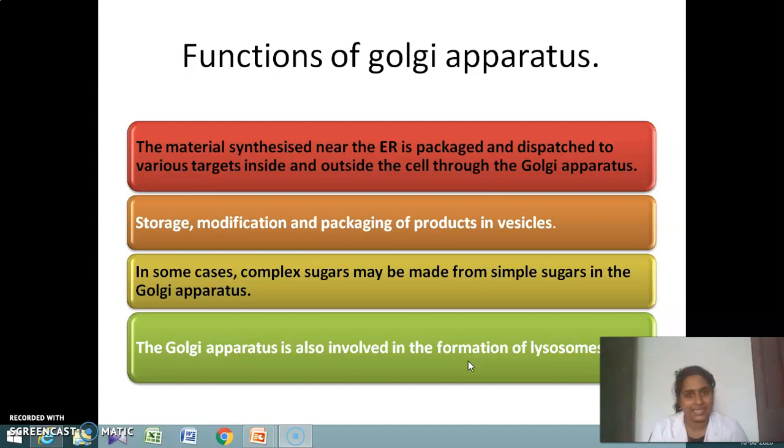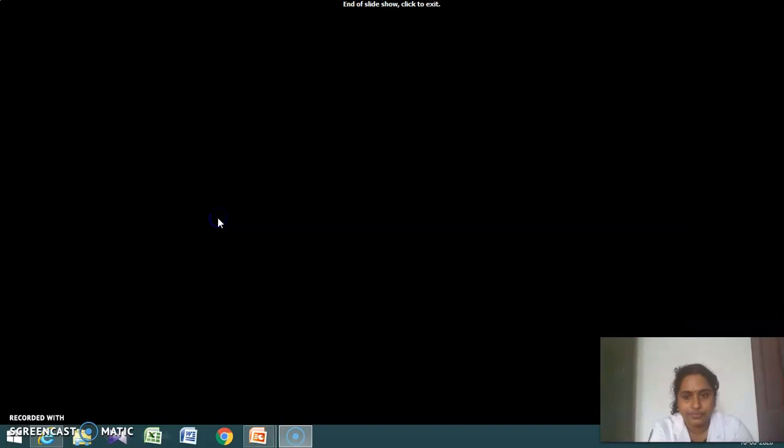Today we discussed three topics: cytoplasm, the fluid content of the cell, endoplasmic reticulum, and Golgi apparatus. Only three topics we discussed today. You just study it and don't forget to draw the structure of the Golgi apparatus in your notebook. And children, if the question is asked for 1 mark, what is the function of the Golgi apparatus? You should write the first point: the material synthesized near endoplasmic reticulum is packed and dispatched to various targets inside and outside the cell through the Golgi apparatus. Clear?